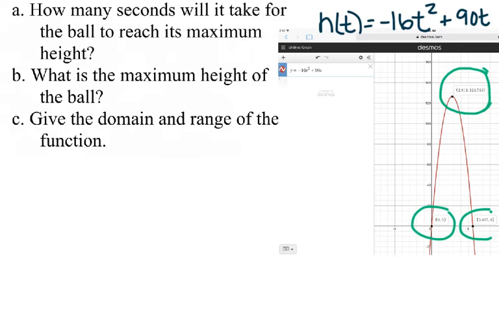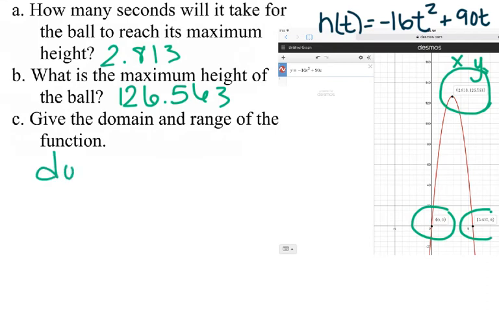Okay, so when it asks how many seconds will it take the ball to reach its maximum height, that's talking about the x-coordinate of the vertex, because x was talking about seconds. So it's going to take 2.813 seconds to reach its maximum height. What is the maximum height? Height is represented by your y-coordinate, so the maximum height it ever gets to is 126.563.